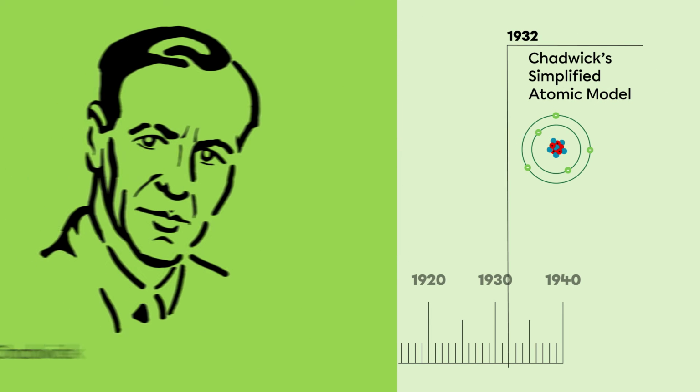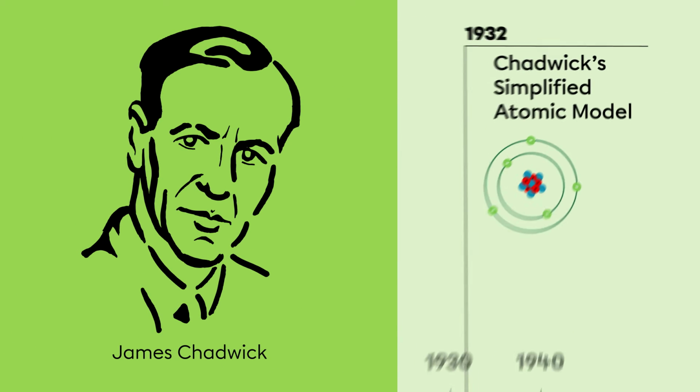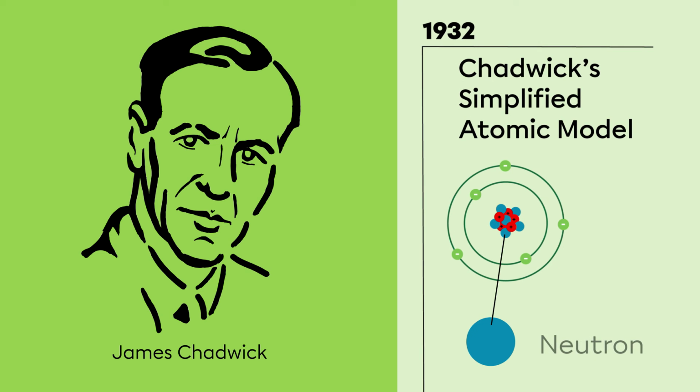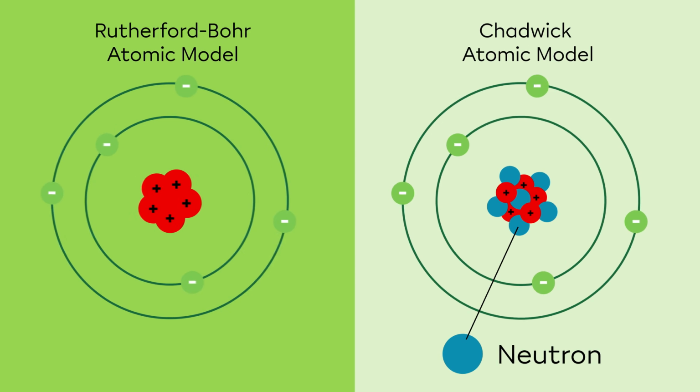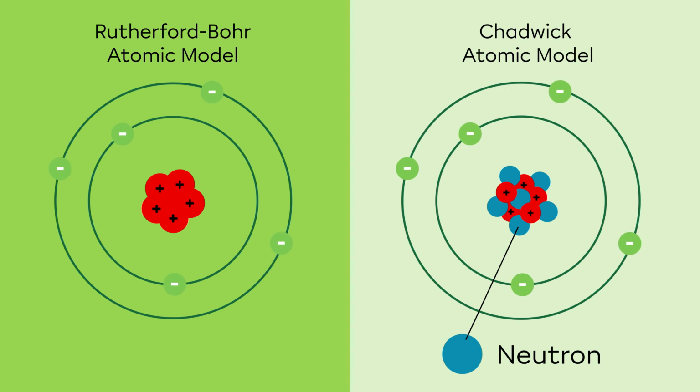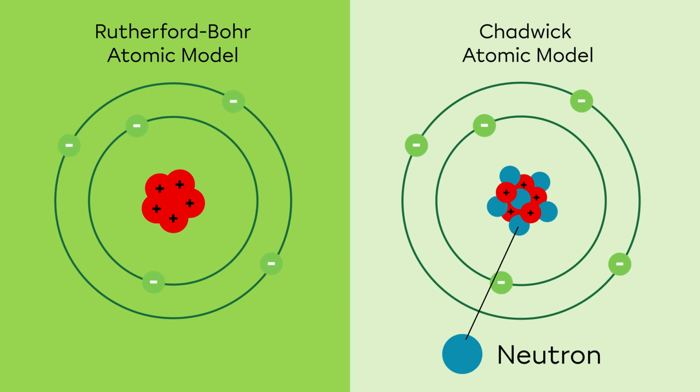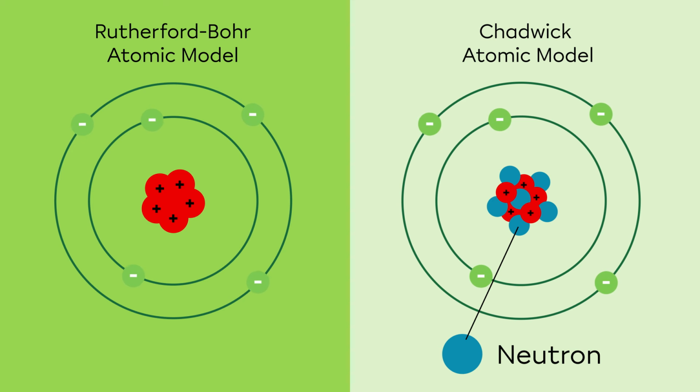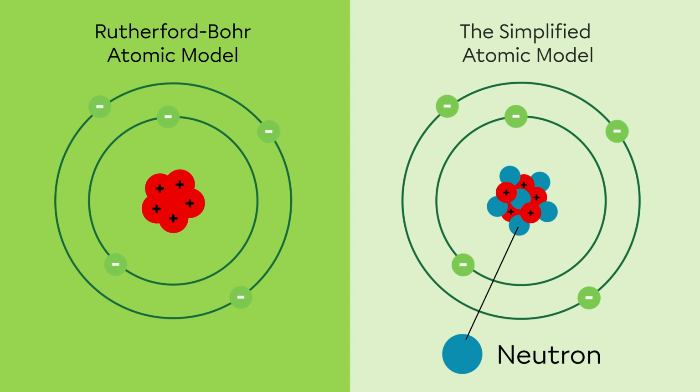A few years later, James Chadwick discovers a new particle, the neutron. The neutron is located in the nucleus, and it has no charge. It keeps the particles of the nucleus together. Chadwick improves the Rutherford-Bohr model by explaining why the nucleus is stable, although its positive particles repel each other. The model is called the Simplified atomic model.